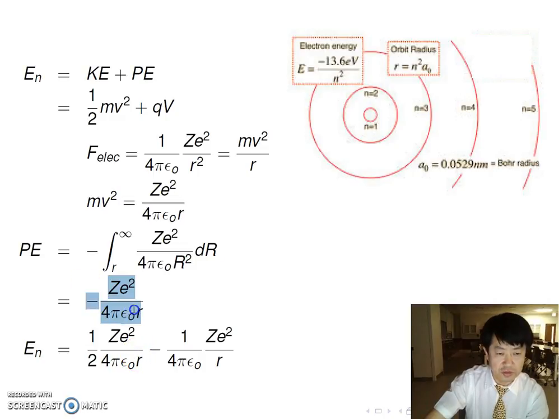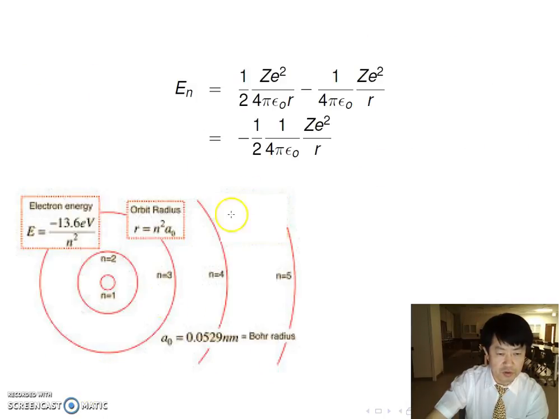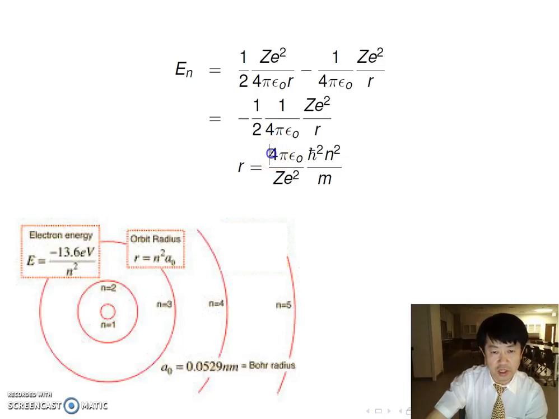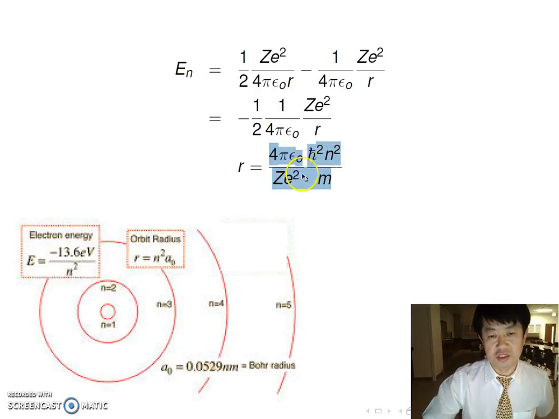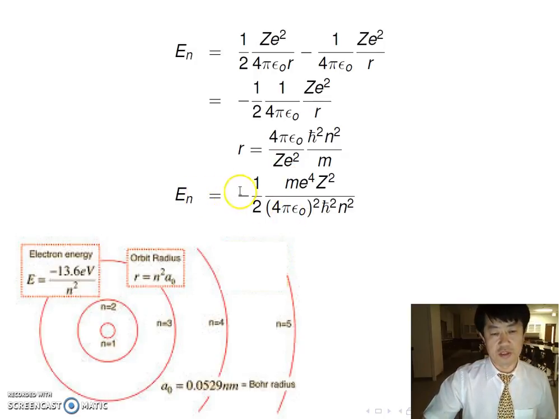So we plug this expression and m v square into the total energy expression, and we have this expression. That turns out to be negative half, 1 over 4 pi epsilon naught, Z e square over r. But we have the r expression, which is 4 pi epsilon naught h bar square n square divided by Z e square m. We plug that in, and energy turns out to be negative half m e to the power 4 Z square over 4 pi epsilon naught square h bar square n square.